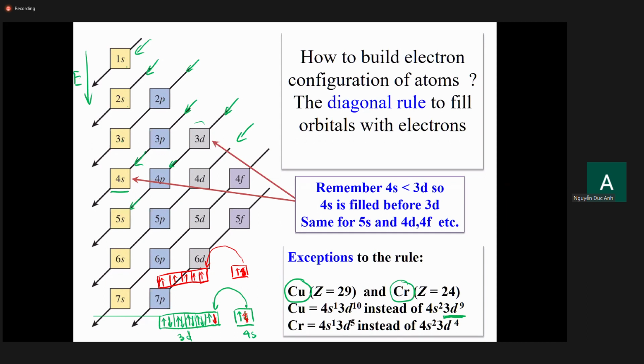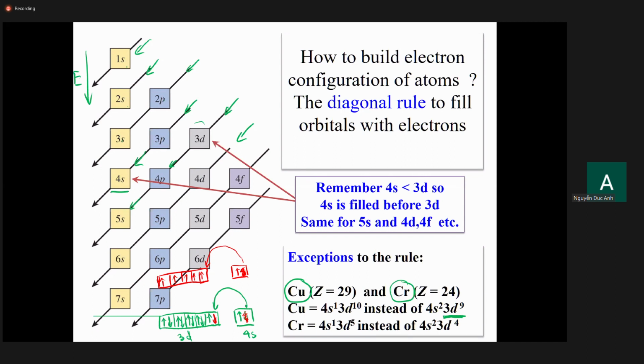If you read deeper in the book, you will see that actually the 3d, even though its energy level is higher than 4s, has an orbital size quite similar to 4s. So the movement of an electron from 4s to 3d to fulfill that orbital and avoid the degeneracy of the d orbitals is frequent, and it's very simple.